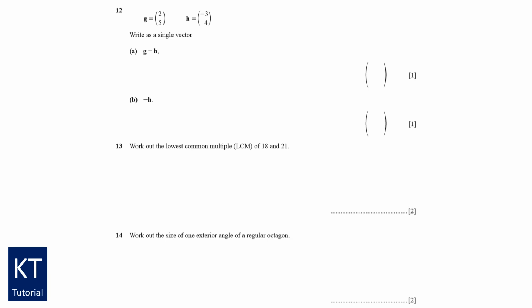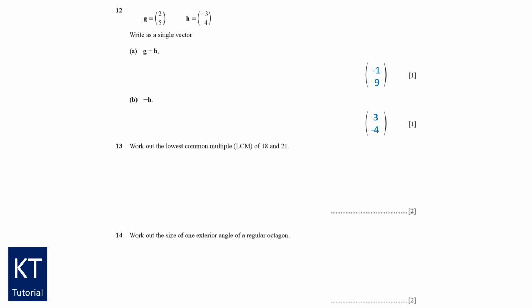Question 12. Write as a single vector g plus h. The summation of the two vectors will get us to minus 1, 9. Next, write as a single vector minus h. This negates each individual component within h to become 3, minus 4.